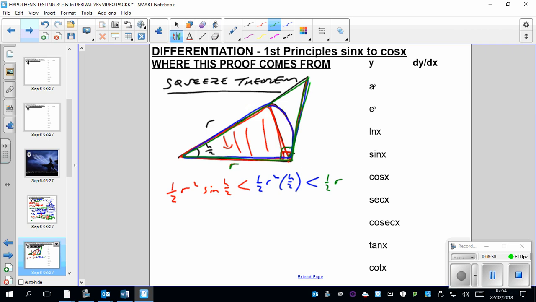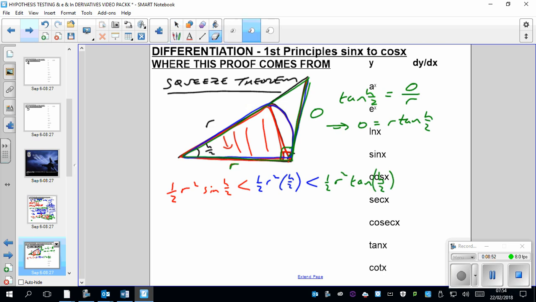So this is what I'm looking for. I'm looking for the opposite, I've got the adjacent. So you can see that tan h over 2 is the same as opposite over adjacent. So the opposite must be r tan h over 2. So here, r squared tan h over 2. Can you see? Now, remember tan h over 2 is the same as sine h over 2 over cos h over 2. Right, that's useful.